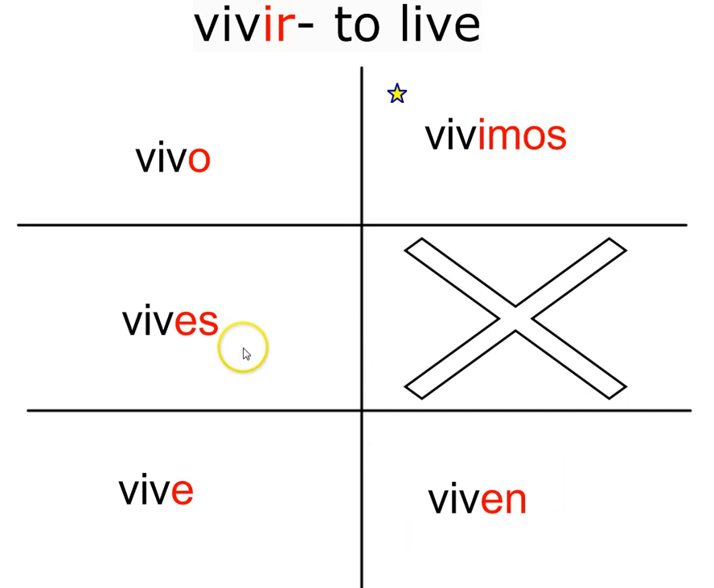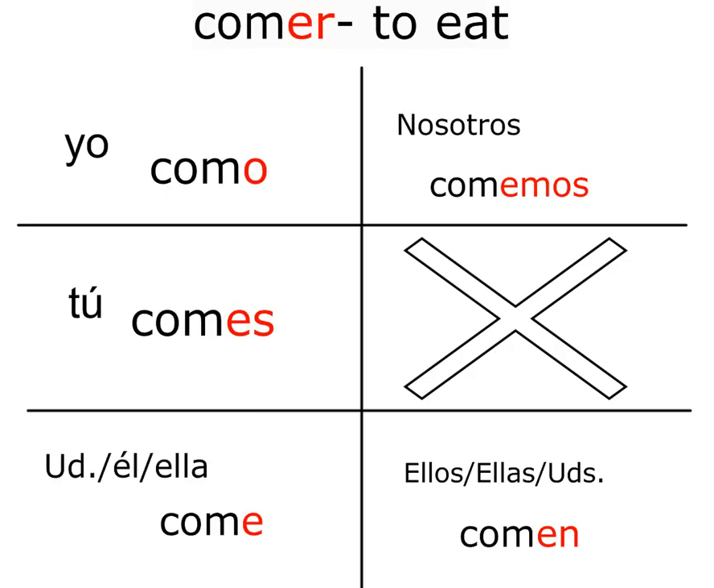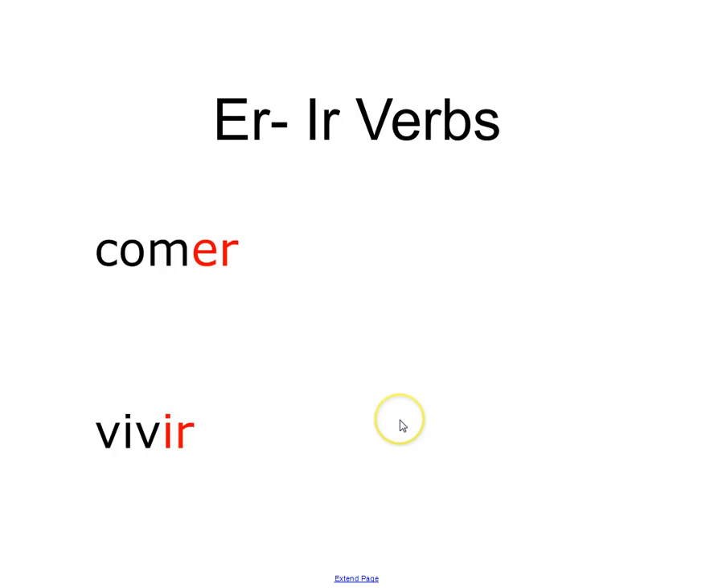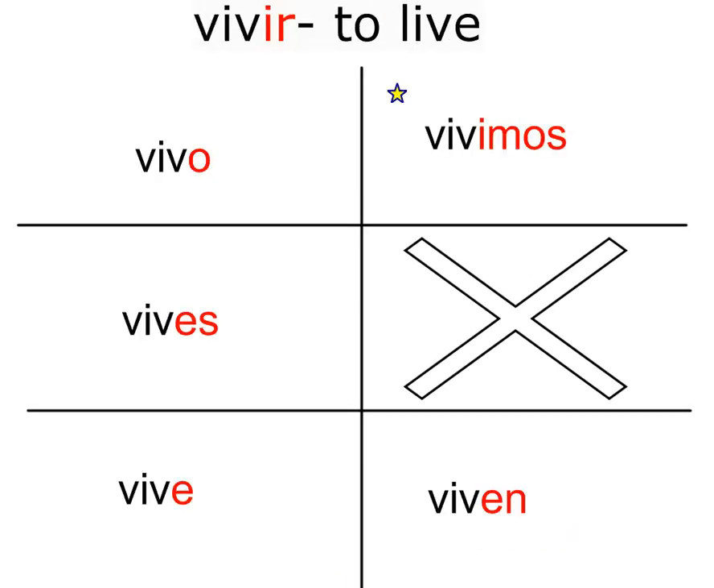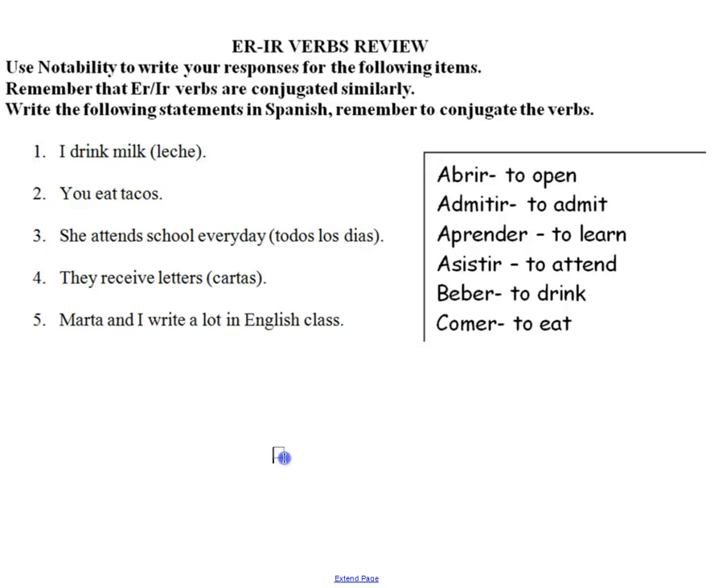Cool? So it's vivo, vives, vive, vivimos, viven. So this and this are almost exactly alike. Cool? All right. So those are the ER and the IR verb endings, okay? And how to change and conjugate those verbs. If you've stuck with me so far, I'm going to give you a little bonus here. There's an assignment that you have to do. It's one of the quests coming up. It says ER and IR verbs review. And I'm going to help you do the first 5.